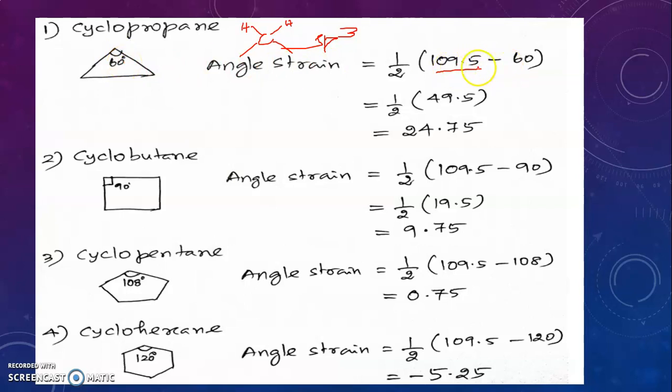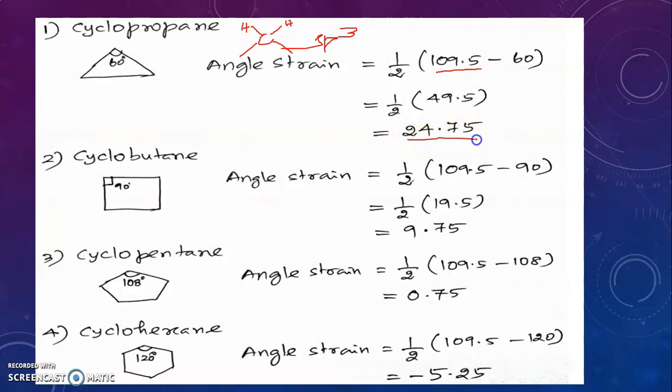So 109.5 minus 60 will give you 49.5. 49.5 divided by 2 will give you 24.75. This is why we are dividing by 2: in the ring, each carbon participates with 2 bonds. So with respect to one bond, what is the strain? You have to divide the value by 2, and you will get 24.75 degrees.